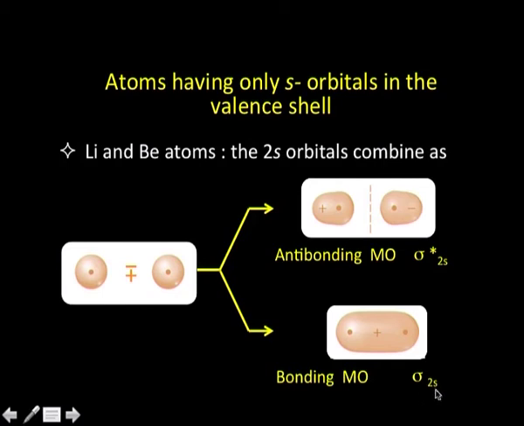There we had 1s, now we have 2s, because the contributing atomic orbitals are 2s atomic orbitals. That is the only difference, otherwise the story remains the same. The 2 atomic orbitals, that is the 2s orbitals of lithium or beryllium, combine together to give you 2 molecular orbitals. One is a bonding molecular orbital, one is an anti-bonding molecular orbital, and since the two are combining along the internuclear axis, you are going to get sigma orbitals. So, this is the bonding and this is the anti-bonding sigma orbital.